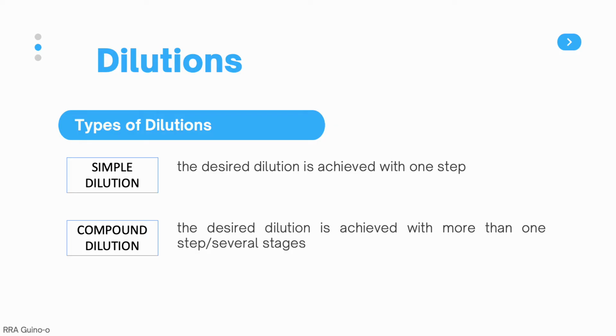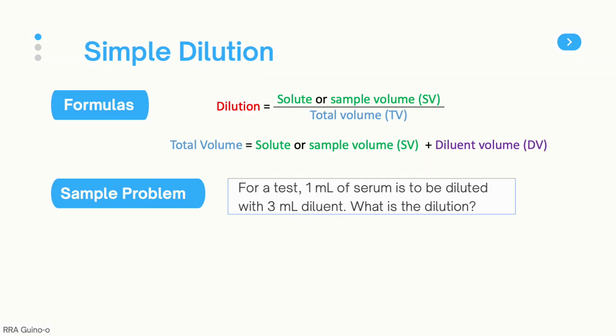There are 2 types of dilutions. The first is a simple dilution. In this type of dilution, the desired dilution is achieved in just 1 step. Then we have a compound dilution, in which the desired dilution is achieved with more than 1 step, or it takes several stages. Let's first tackle simple dilutions.